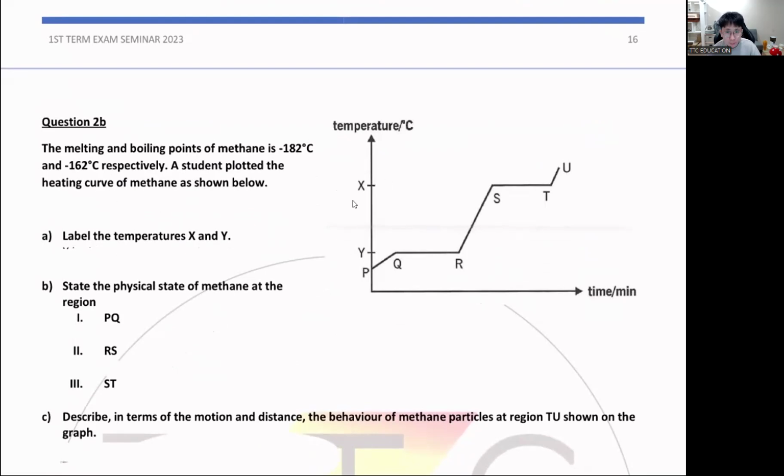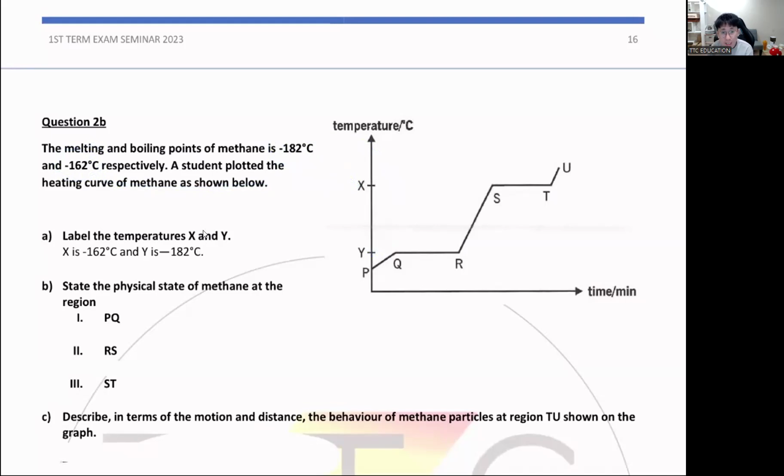This one is a tricky question also, because by giving you a positive number, I think it's very normal for you guys, but I give you a negative temperature. So X is higher, Y is lower, but -182 and -162, who is bigger, who is smaller? Don't say 182 bigger, guys. If it's -182, it shall be smaller. So -162 is bigger, -182 is smaller. So X shall be your -162, then your Y shall be your -182.